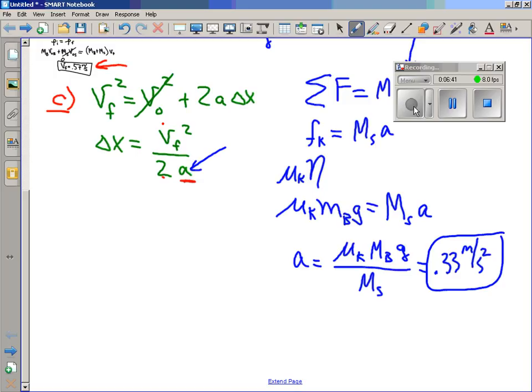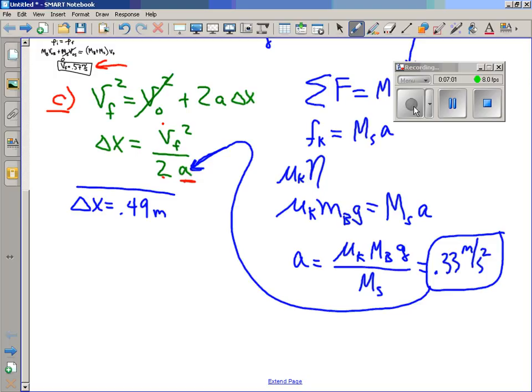And now that I know this, I can plug this in for my acceleration in the kinematic equation and get for my delta x then for the slab to equal 0.49, I think is what the final answer comes to, meters. So that's the answer to part C.